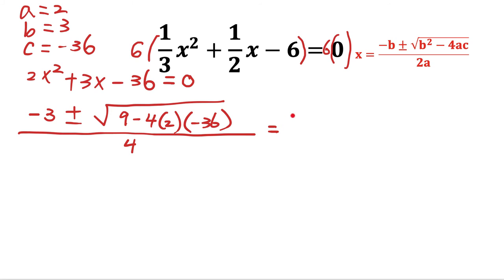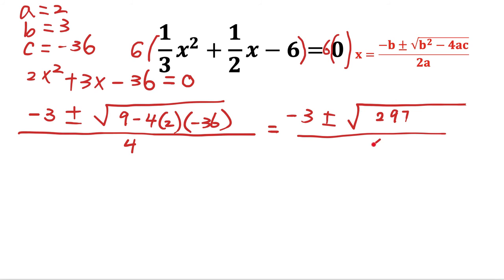Then we simplify inside the square root. We actually have 297 inside, over 4. But we need to simplify 297. How would you do that? We do it this way: 297, you can divide by 3. When you divide it by 3, we get 99. Then 99 again, we can divide by 3, which is 33.